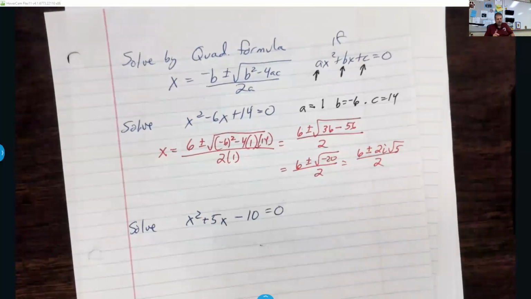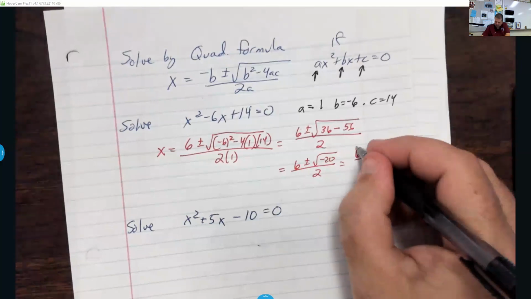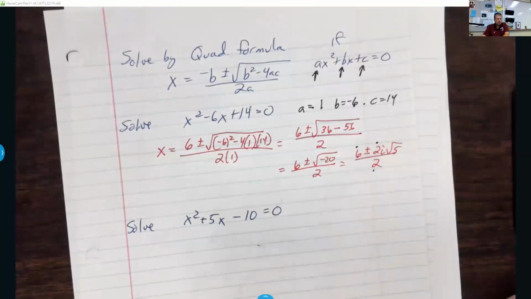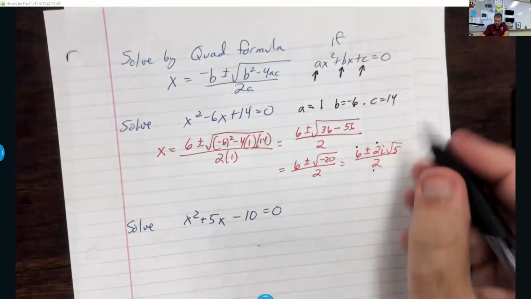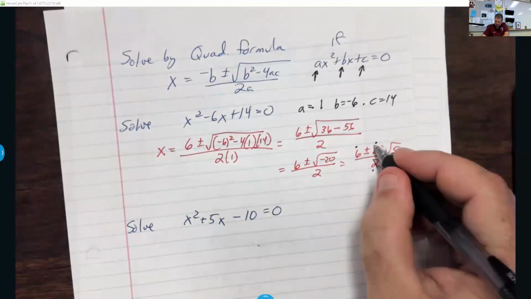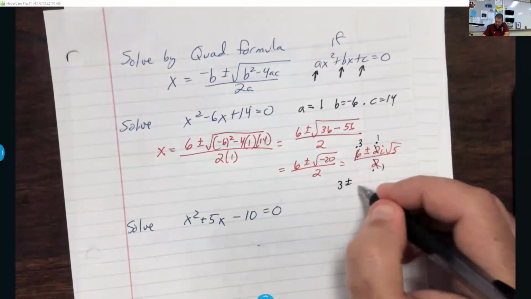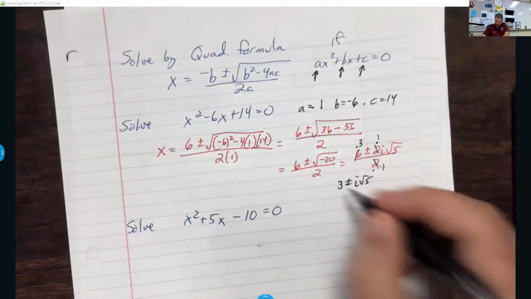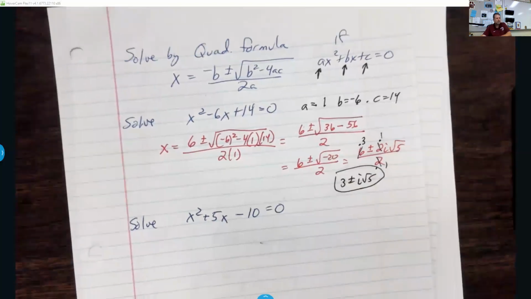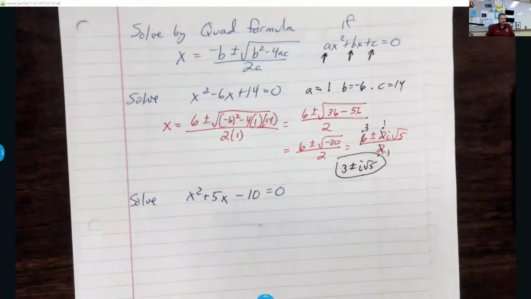Now, this does reduce, but for it to reduce, all three of these parts have to have something in common. They do: a 2, a 1, a 1, and a 3. So I get 3 plus or minus i root 5, which, if you remember, was the answer we got last time.